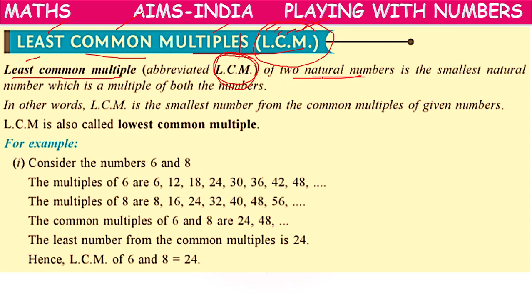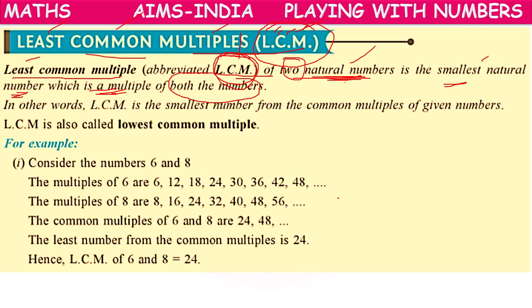If we have two natural numbers, then the smallest natural number which is the multiple of both the numbers. For the two natural numbers we have taken, the smallest common multiple is called the least common multiple.